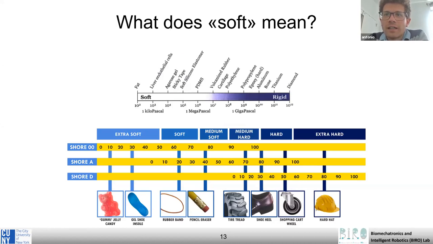It's not simple to give a rigorous definition. Some works define soft robots in terms of the Young's modulus of materials, so as systems that are primarily composed of materials with moduli in the range of soft biological tissues. Other definitions instead are based on durometer Shore hardness scales, which measure the resistance of a material to indentation.